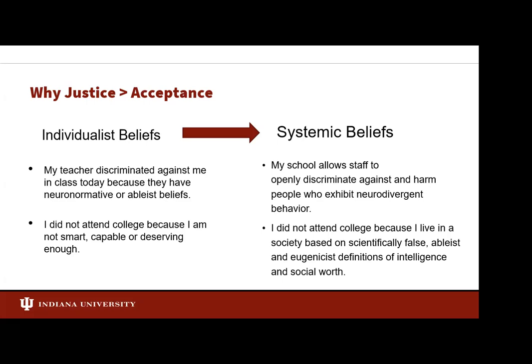And this is how we can replicate our impact hundreds or millions of times over what we would have by simply talking to people one at a time to try to change their minds, for example. And here are 2 examples of how you can transform individualist beliefs to systemic ones. Next slide.